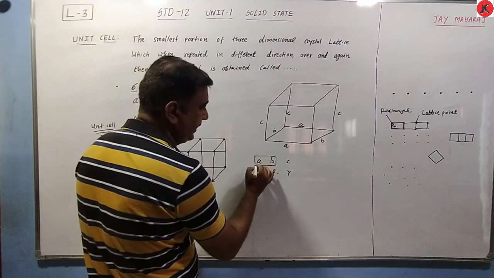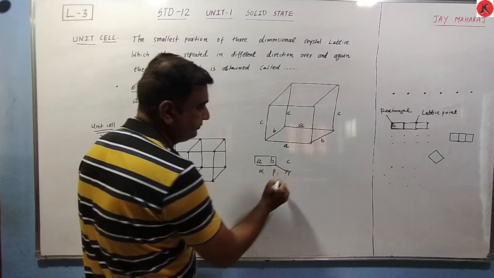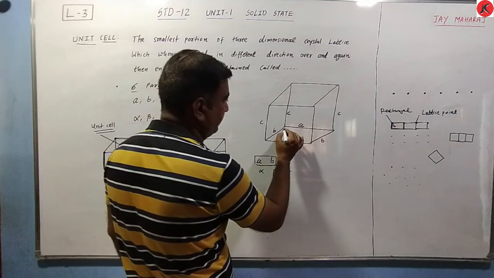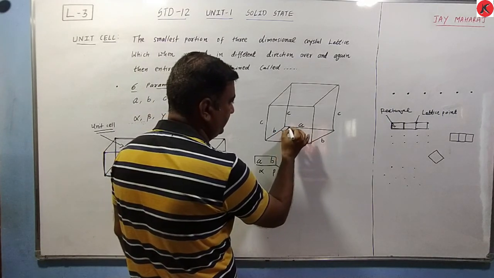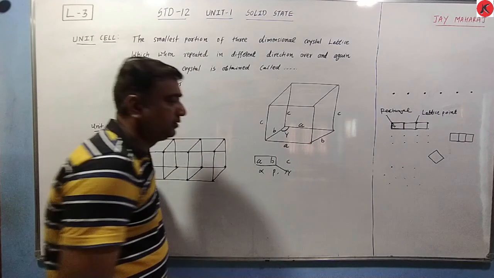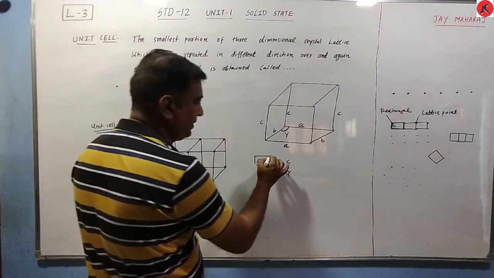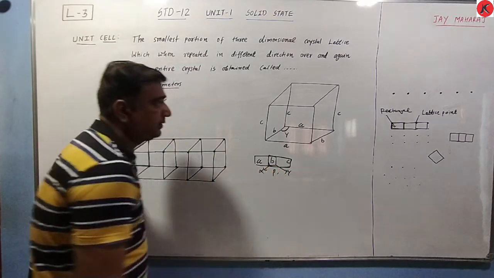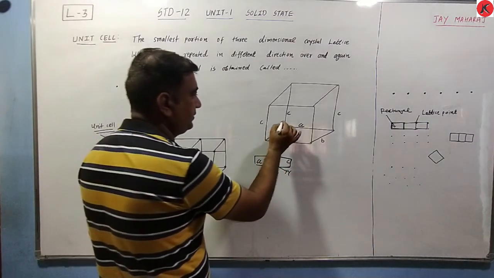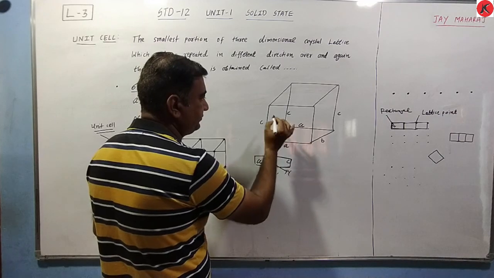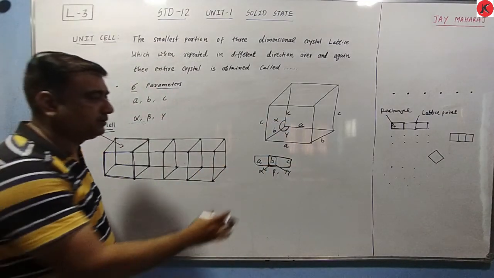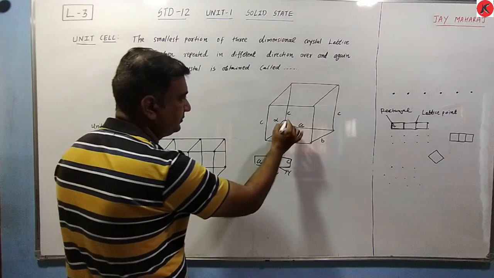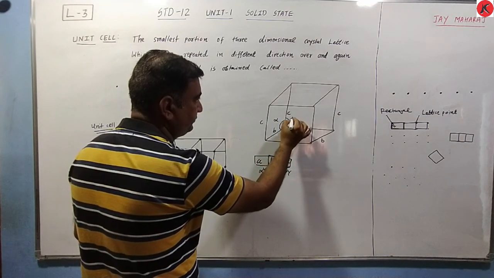Between A and B, the angle is gamma. So this is A, again B, so this is the gamma angle. Similarly, between B and C, the angle is alpha. Now between C and A, the remaining one is beta. So this angle is beta.